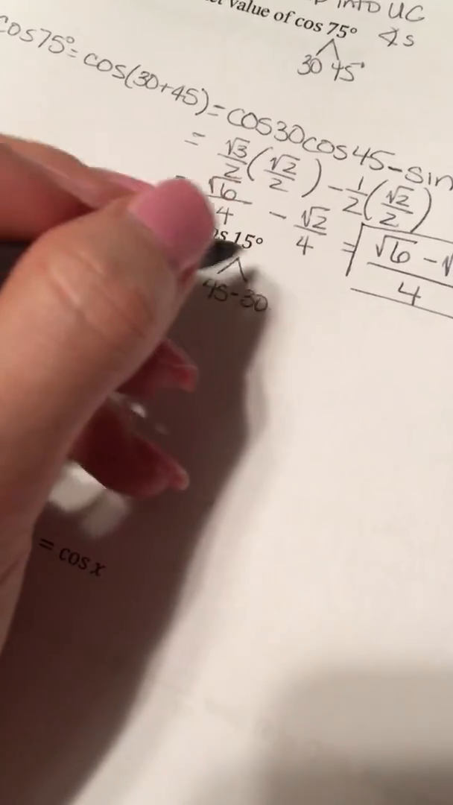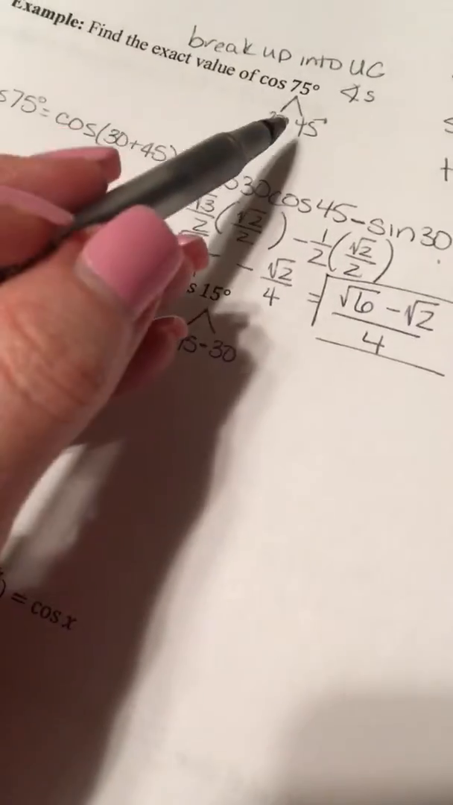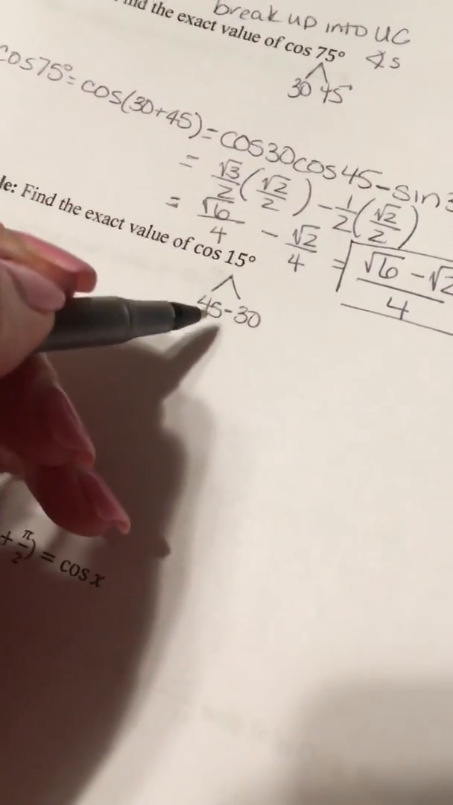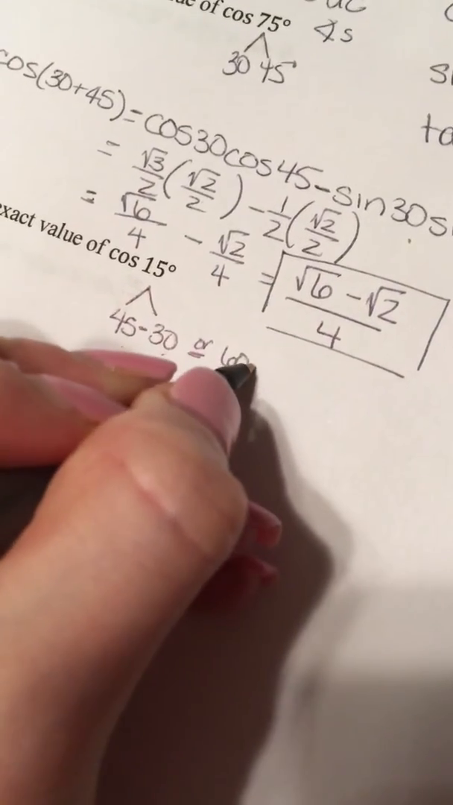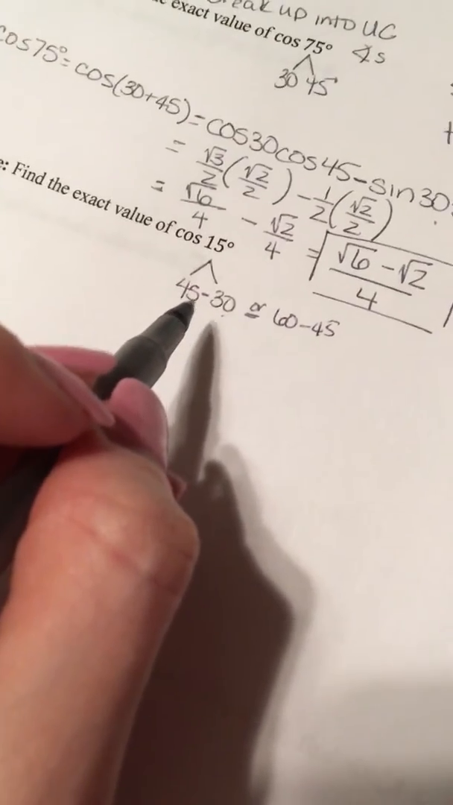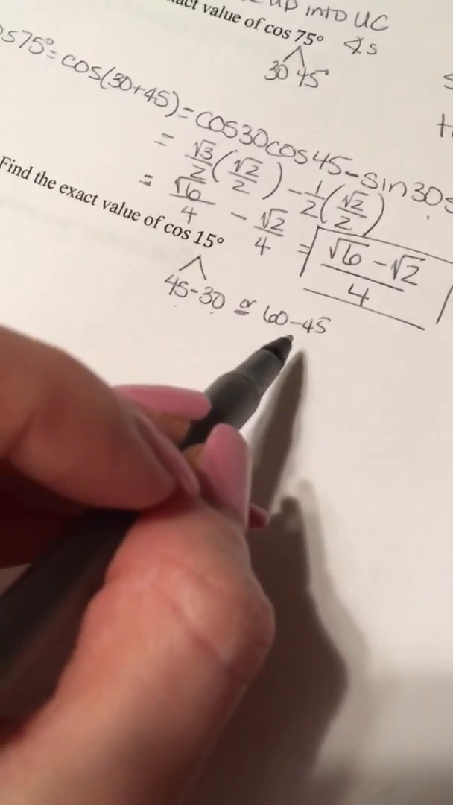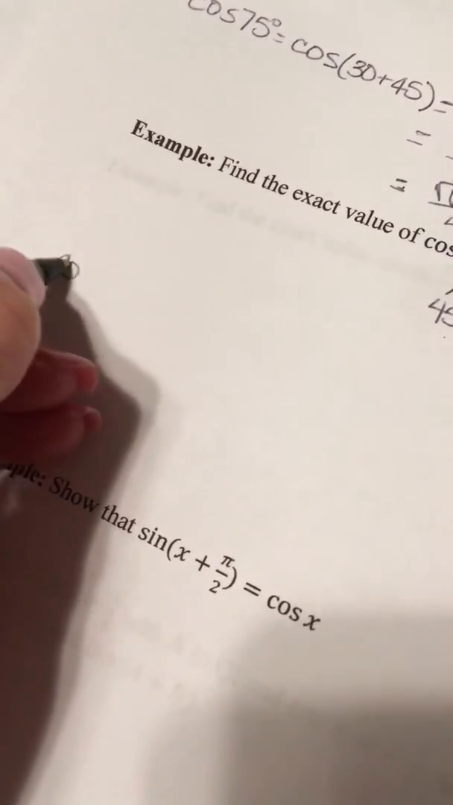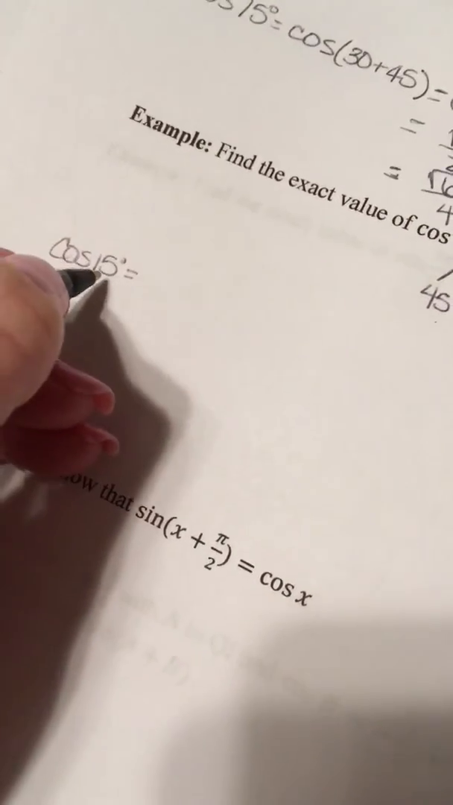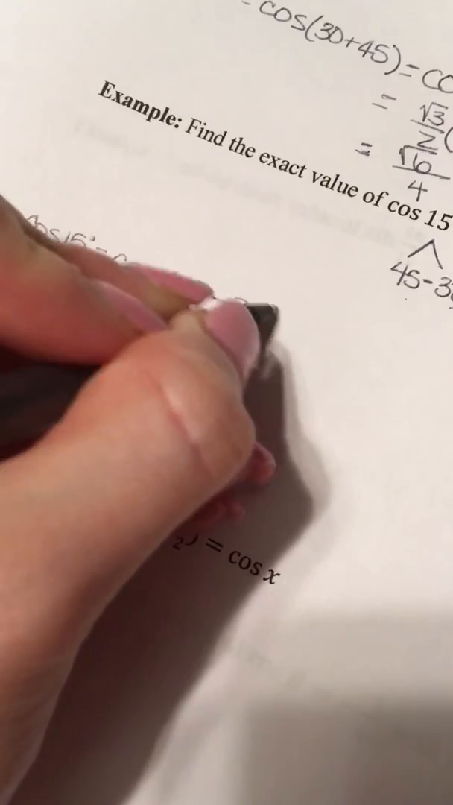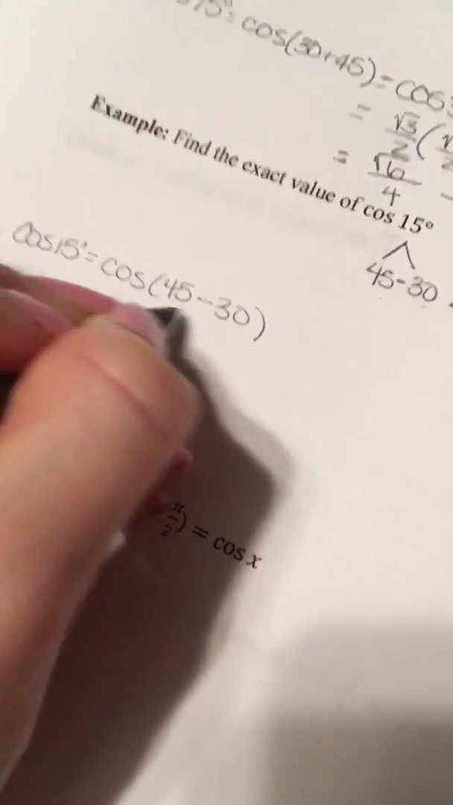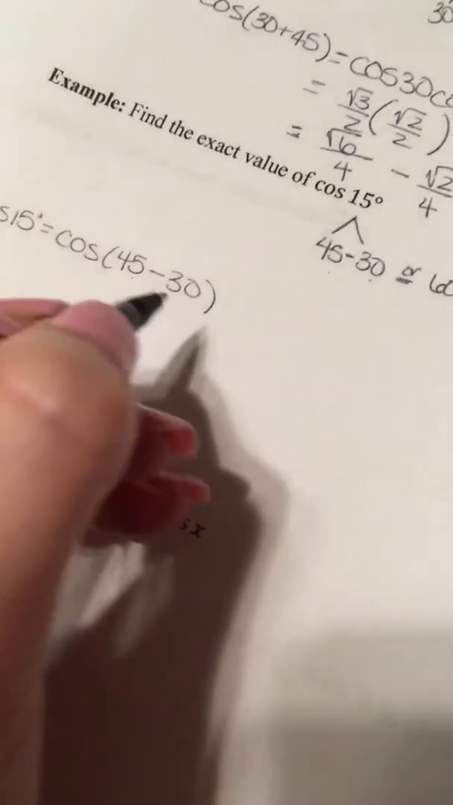I always find that the subtraction ones are maybe a little bit tougher to think about than the addition. But 15 degrees, how do you get 15? 45 minus 30, or 60 minus 45. Doesn't matter whichever one you use. We're going to do 45 minus 30. As an extra exercise, try the 60 minus 45 and make sure you get the same thing, because you should. All right, so same idea as before. So cosine of 15, I'm going to rewrite this as cosine of 45 minus 30, not cosine of 45 minus cosine of 30. Do not write it like that. Cosine of 45 minus 30 inside those parentheses.